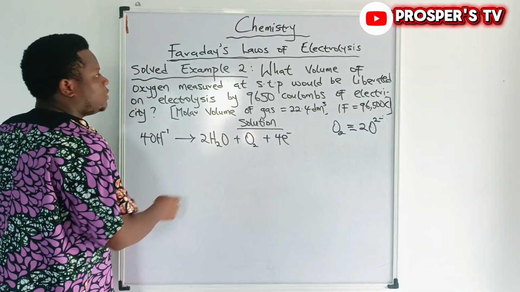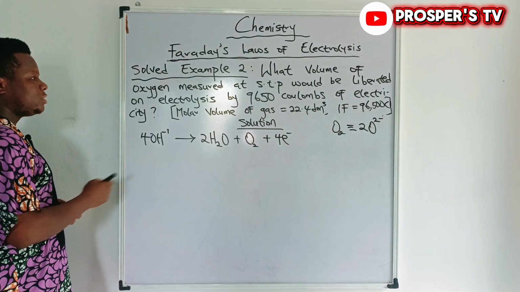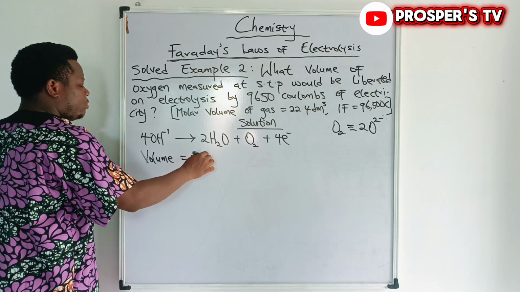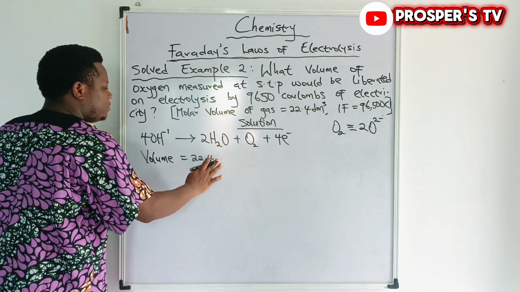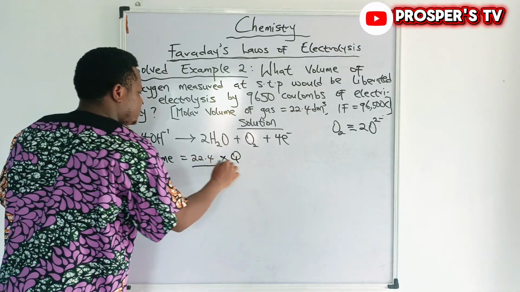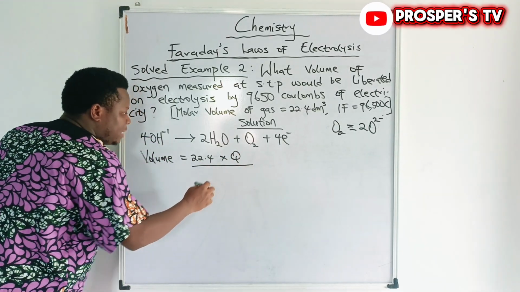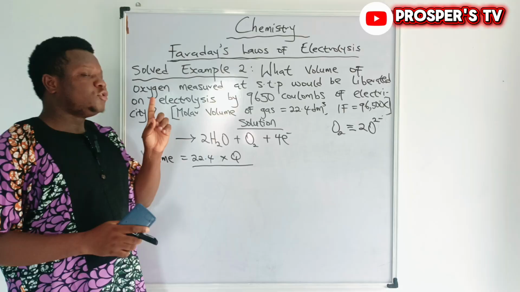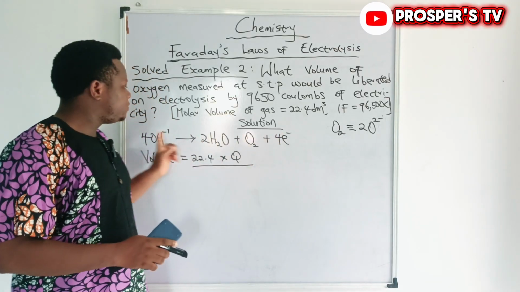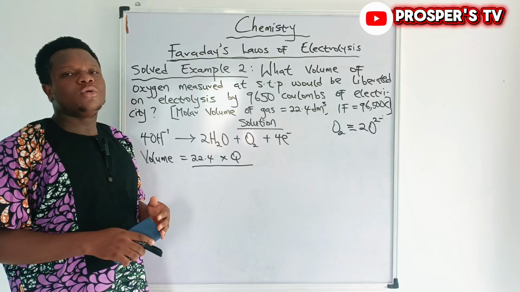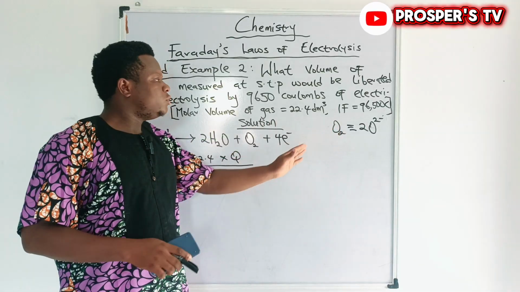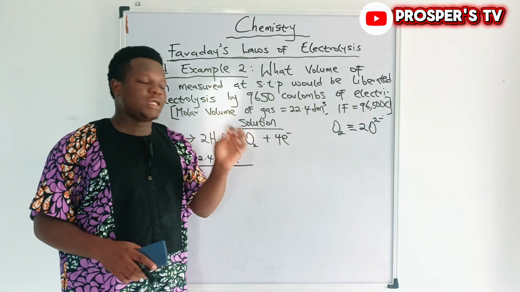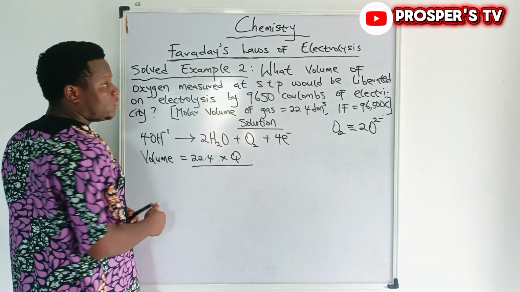So we can now go straight to write our formula. The question asks for the volume of oxygen, so we use the formula derived for volume, which says that volume is equal to 22.4 dm cube, which is our molar volume, times Q, divided by what? Now, it should be noted that, please, it's not compulsory for you to write this. For your JAMB exam, you don't have the luxury of time to be writing a lot of all this. So just know that for oxygen to be discharged, you need just 4 electrons. Please jot that down.